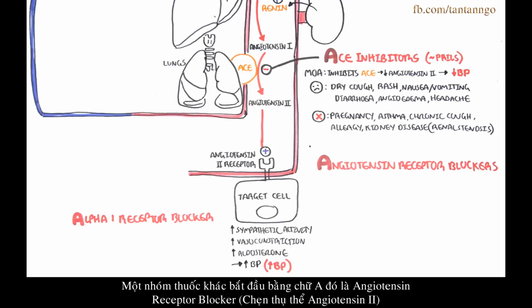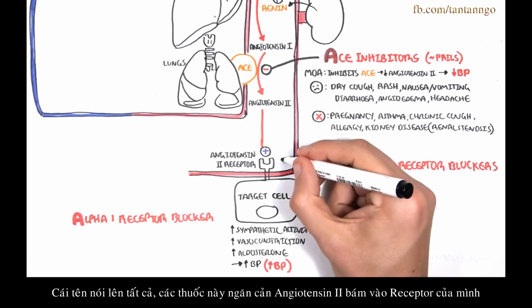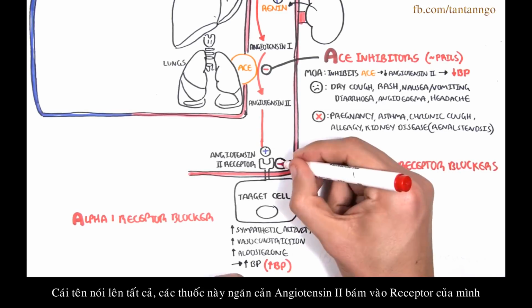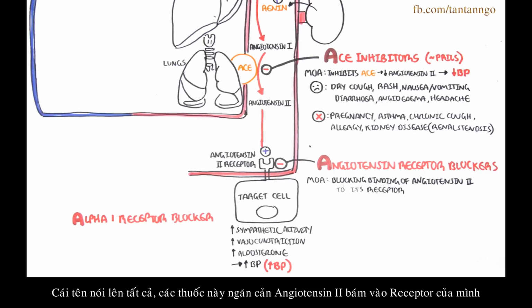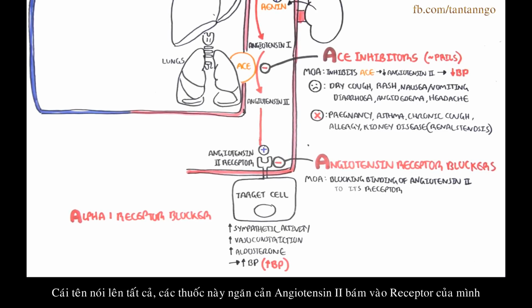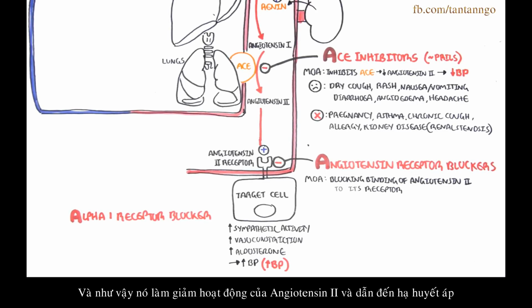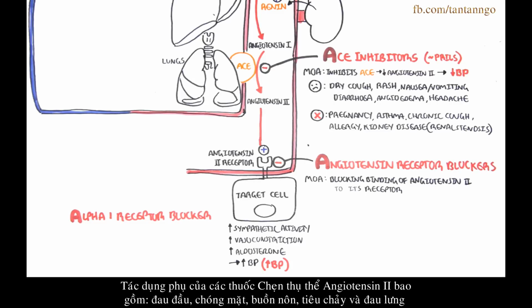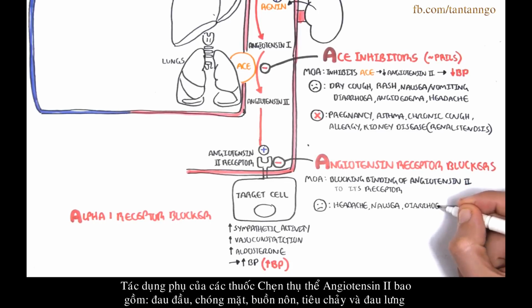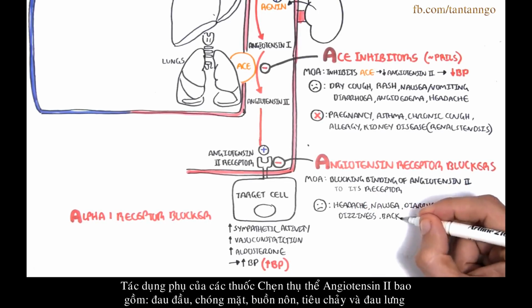The other medication that starts with A is the angiotensin receptor blocker. As the name suggests, the mechanism of action is that it blocks the binding of angiotensin 2 to its receptor, and so it will decrease the activity of angiotensin 2, which will result in a decrease in blood pressure. The side effects of angiotensin receptor blockers include headache, nausea, diarrhea, dizziness, and back pain.